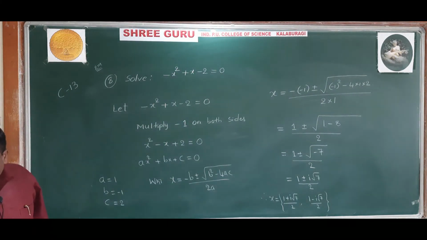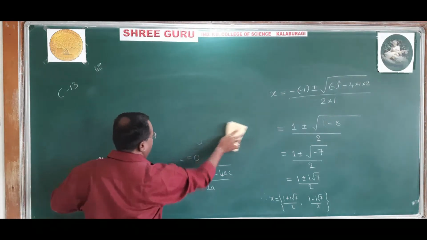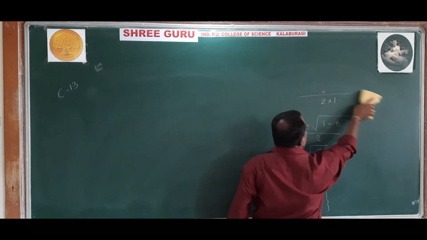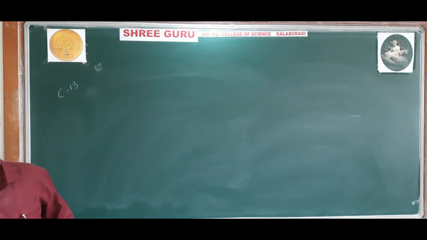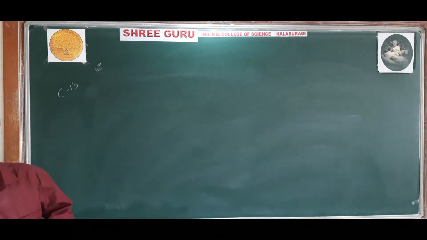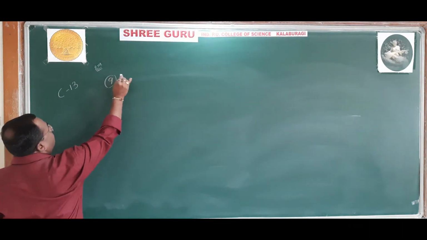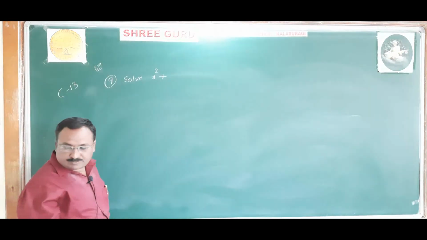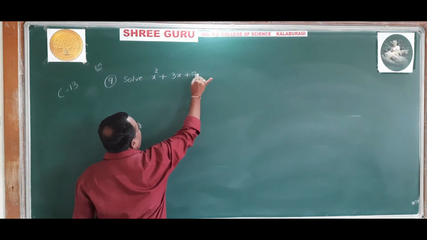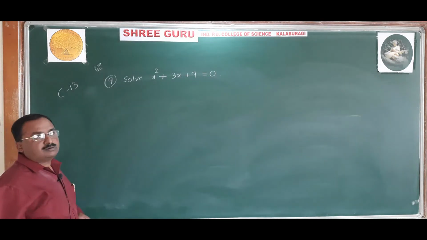Next, example number 9. Solve x square plus 3x plus 9 is equal to 0. x square plus 3x plus 9 is equal to 0.